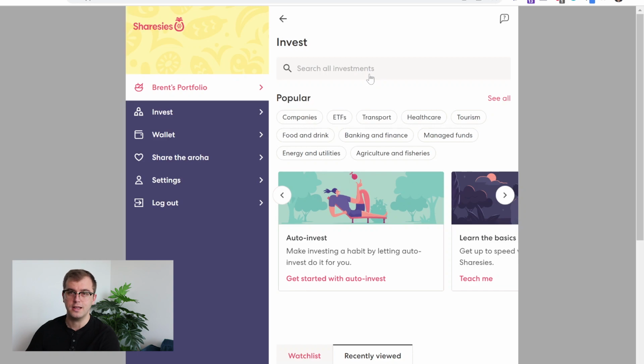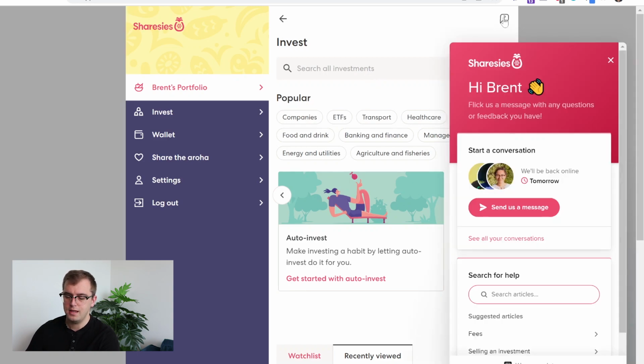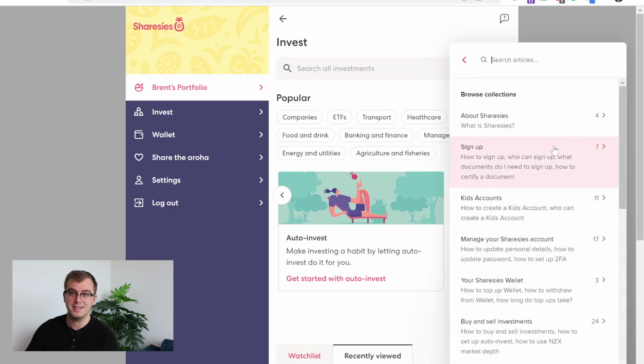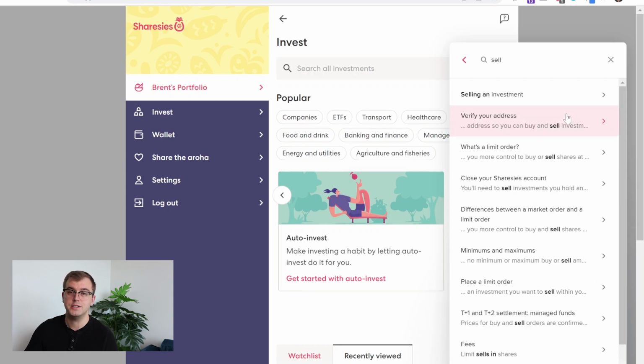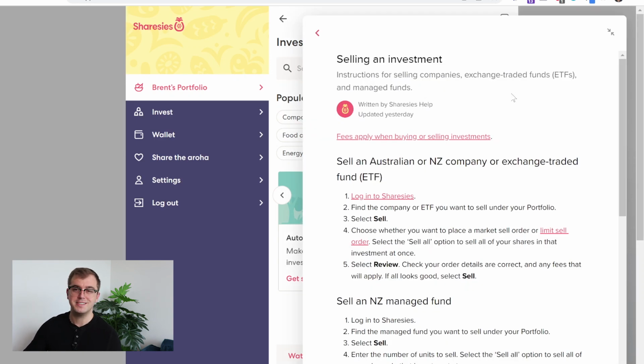Now we spoke about earlier looking at some of the help screens. We also have this question mark up above, and if we click on that we can send our request through to Sharesies, and they typically respond within 24 hours. We can also search for help. So for example, if we're confused about how to sell an investment, we can simply type sell, and it should come up with this page for us, such as selling an investment. So this is useful if we're ever stumped, and Sharesies can help us out this way.